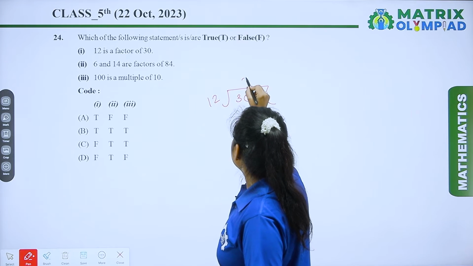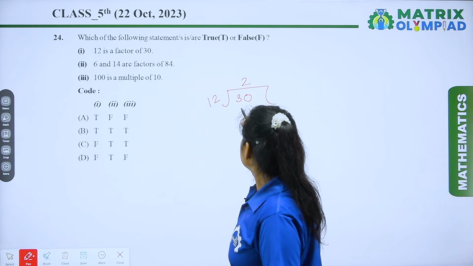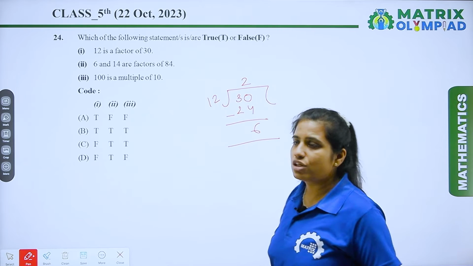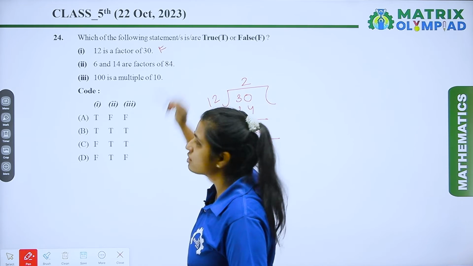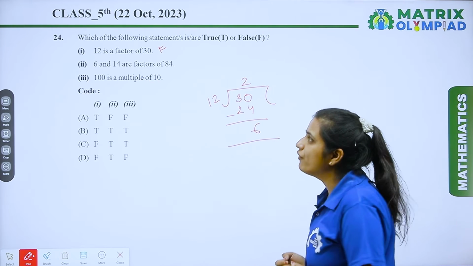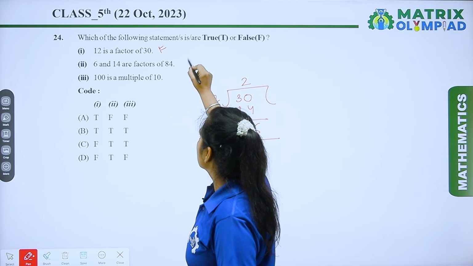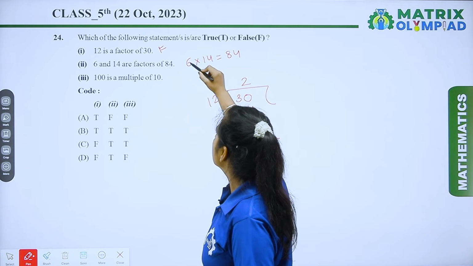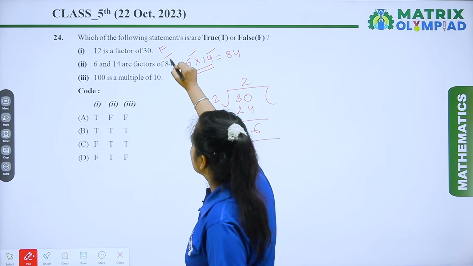So here 12 times 2 is 24. It leaves remainder 6. So 12 is not a factor of 30. So this statement is false. The next statement is 6 and 14 are factors of 84. Yes, they both are factors of 84 because 6 multiplied by 14 is 84. So here 6 and 14 they both are the factors of 84. So this statement is true.